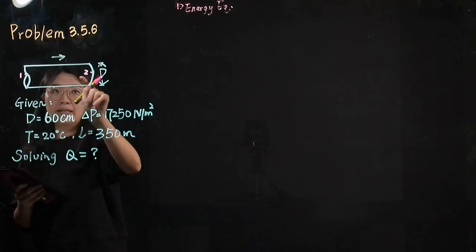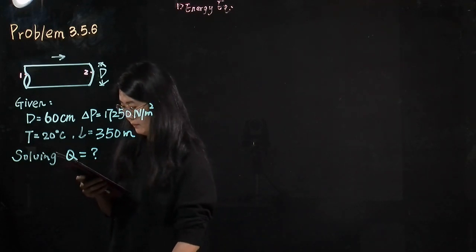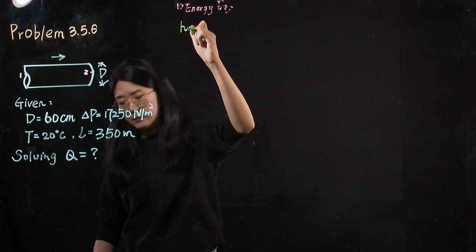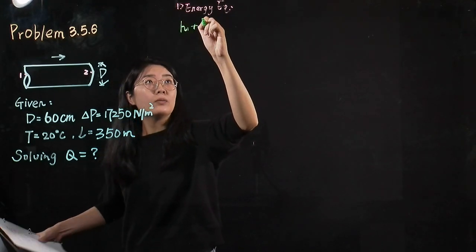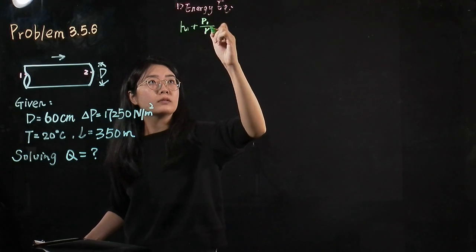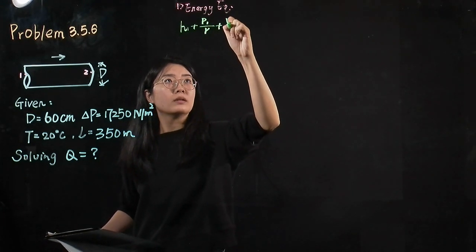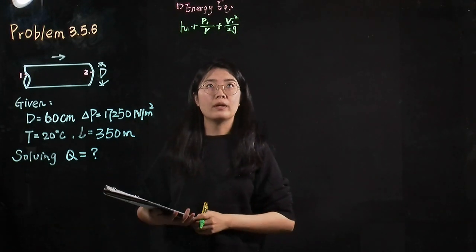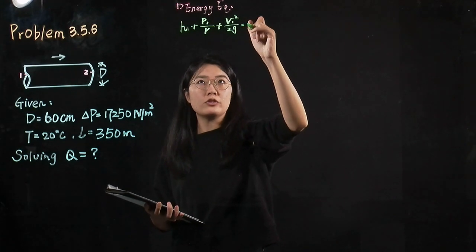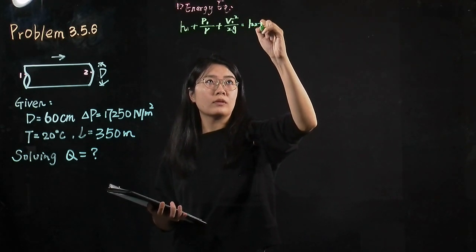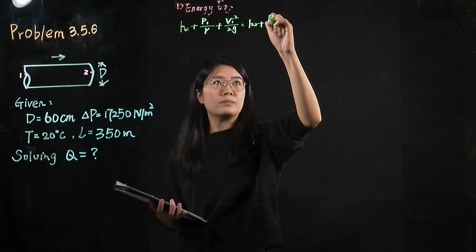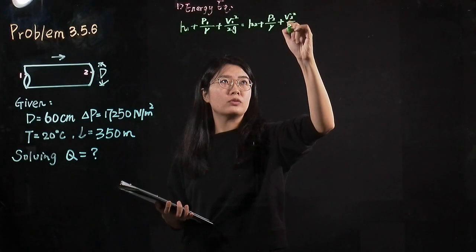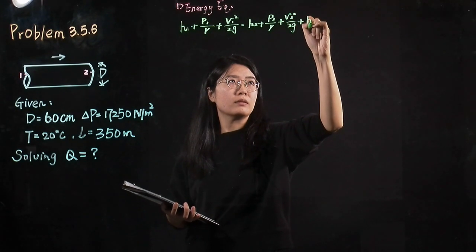For point 1 and point 2, it would be H1 plus P1 over the specific weight of water, plus V1 squared over 2g, equals H2 plus P2 over gamma plus V2 squared over 2g, plus the head loss.